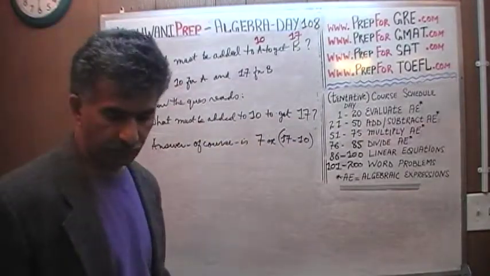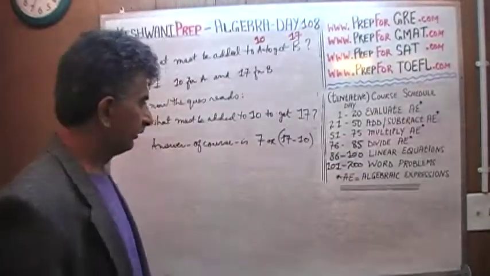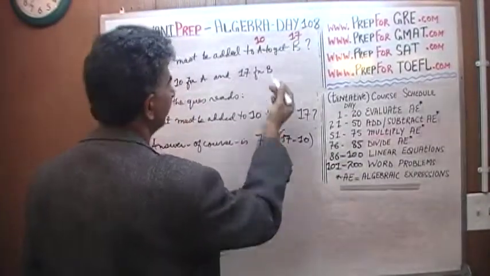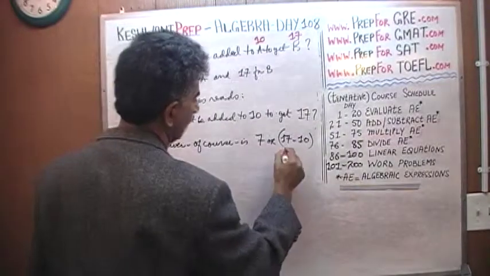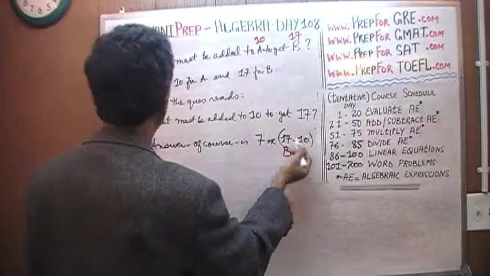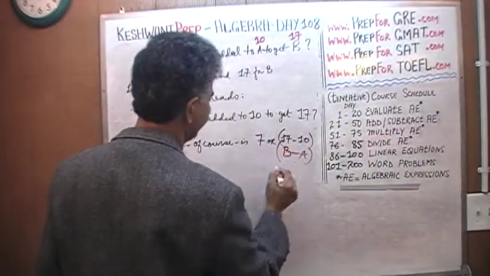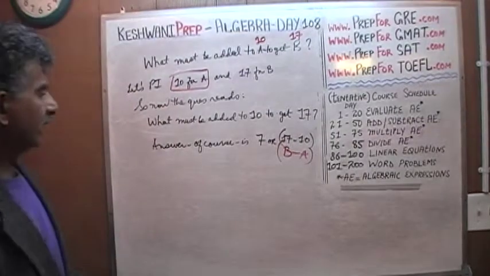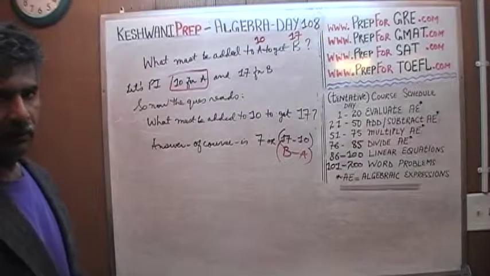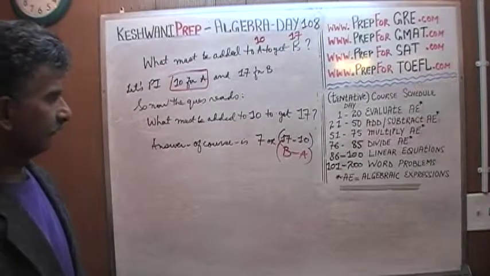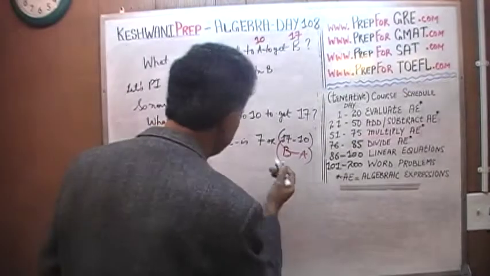The exact same logic will apply when we're doing algebra. We just have to replace these numbers by their respective variables. 17 was B, and 10 is supposed to represent A. There we go, there is your answer. So what must be added to A to get B? The answer is B minus A. B minus A, right here.